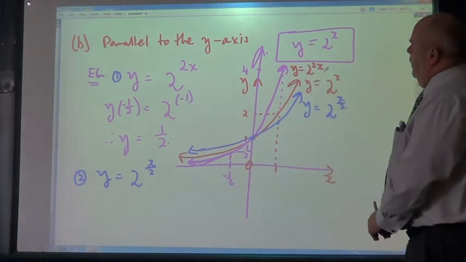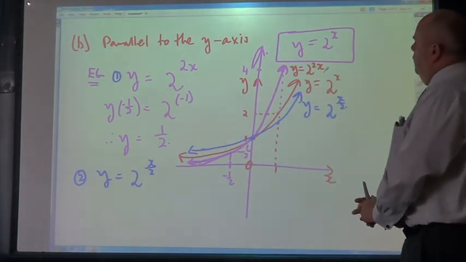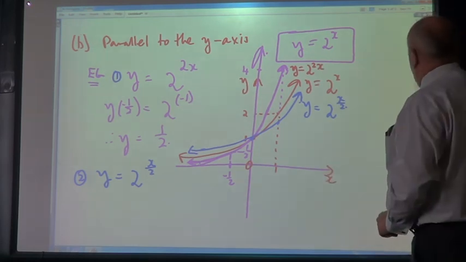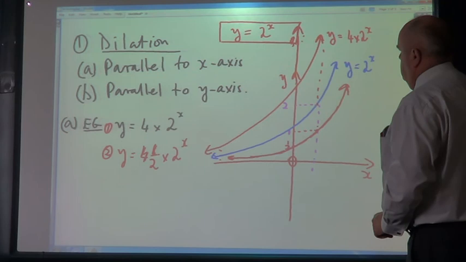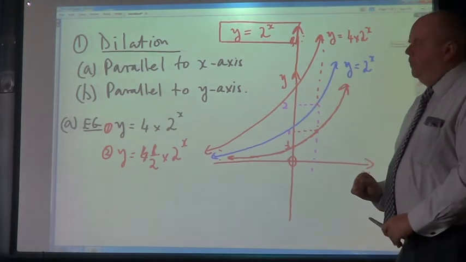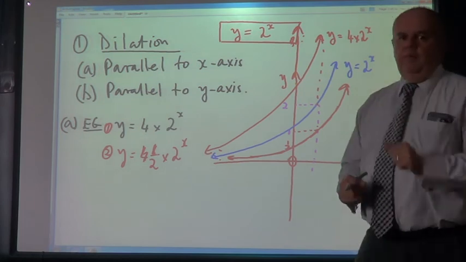Okay? So that's what happens when we do a dilation parallel to the y-axis, as distinct from the x-axis, like here, where the curves don't cross at all. Okay, so that might be enough for that tape.